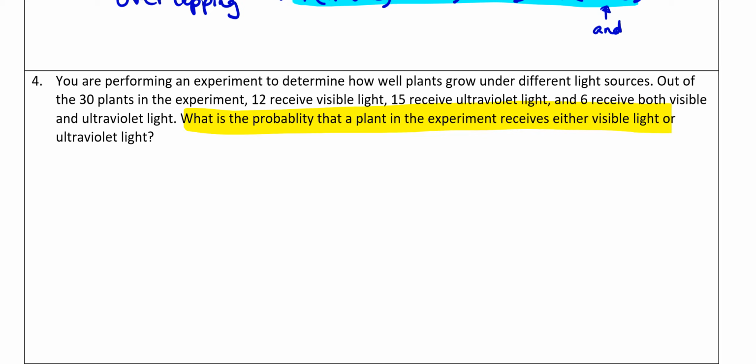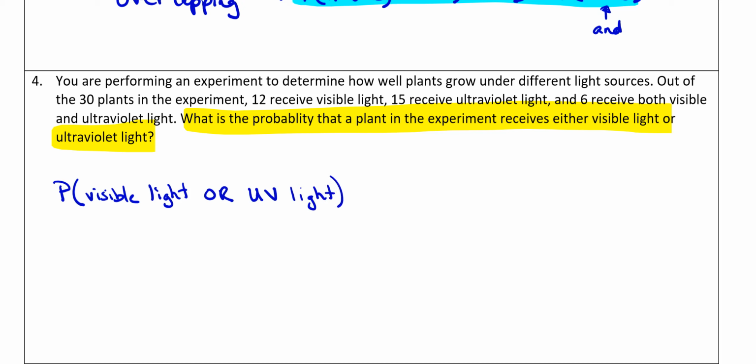Here's our probability. So the first thing I'm going to do is write that down. So what am I trying to find? The probability that an experiment receives either visible light or ultraviolet light. So I'm going to put UV for ultraviolet light. Okay, so this is what we're trying to figure out.